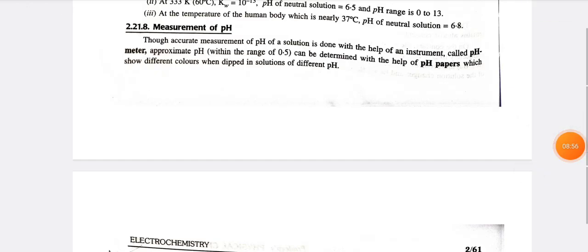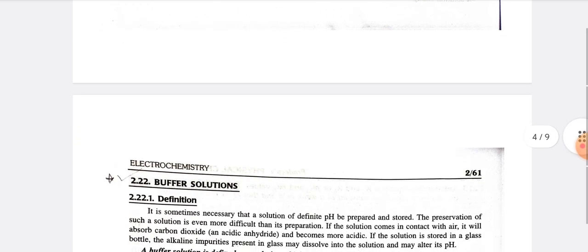Measurement of the pH. Though accurate measurement of pH of a solution is done with the help of an instrument called a pH meter, approximate pH with range 0.5 can be determined with the help of pH paper, which shows different colors when dipped in solutions of different pH.